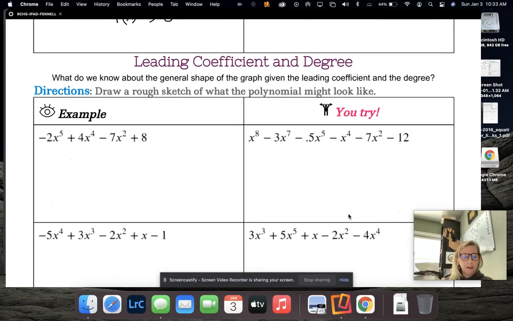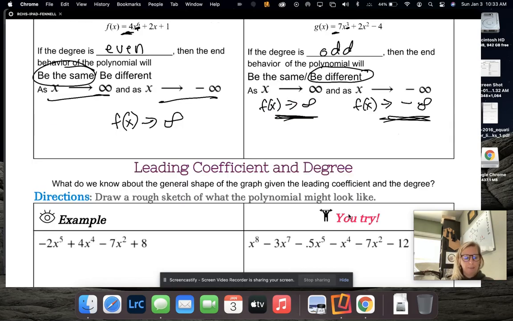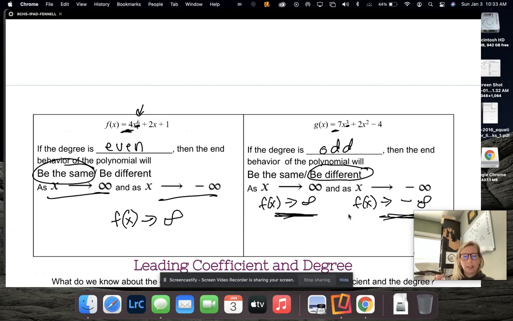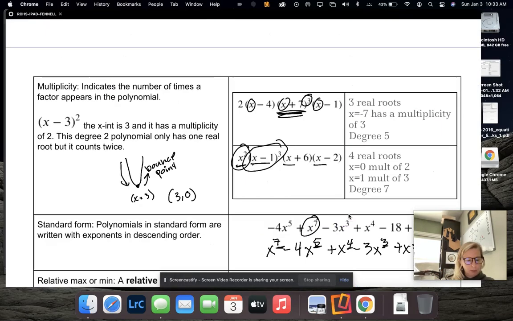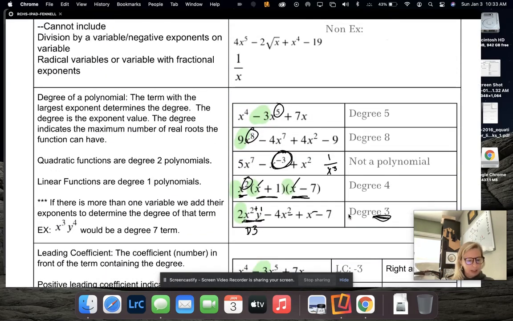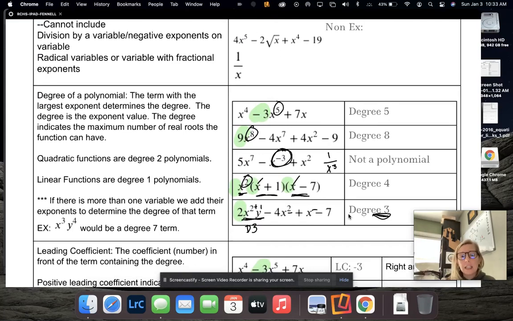Okay. Leading coefficient and degree, let's put it all together. What does it tell us about the general shape? The other thing we need to come back to: what else does the degree tell us? Well, we didn't really spend detailed time talking about it, but if you look up here on the definition, the degree tells us the maximum number of times the function can cross the x-axis.